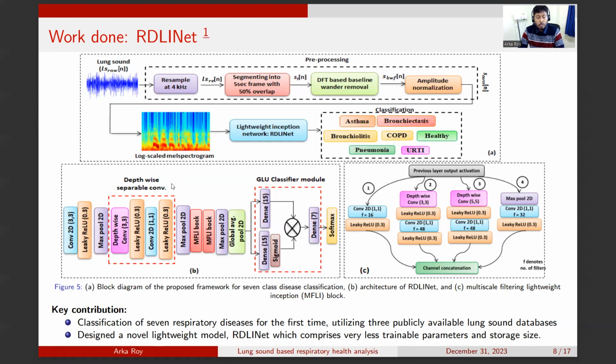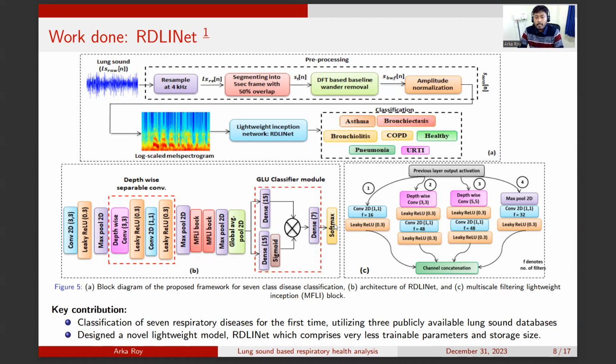classification targets. Over here, this is the architecture of the proposed block, which comprises several convolution blocks and depthwise separable convolution. Depthwise separable convolution is used to reduce the number of computations and the number of training parameters. After that, we have used 2 stacks of MFLI blocks. The architecture of the MFLI block is presented over here. After that, we have used a GAP layer, or global average pool, to get a 1D vector, which is subsequently processed using a GLU classifier to get it classified into 7 different classes.